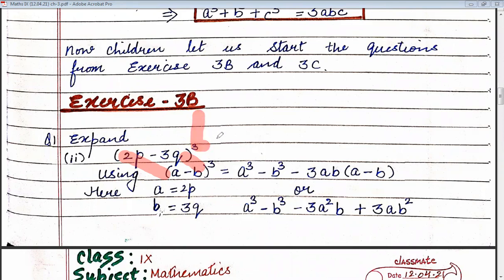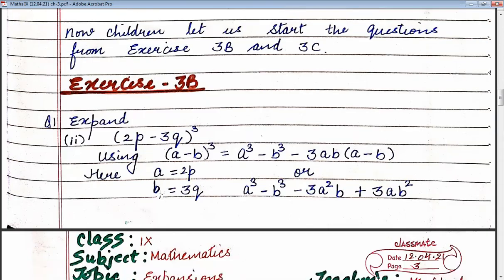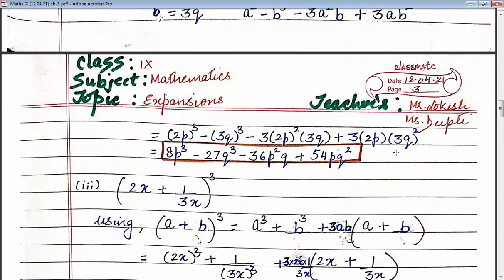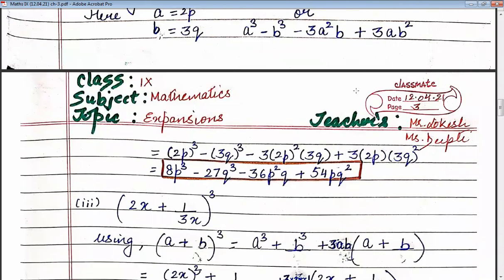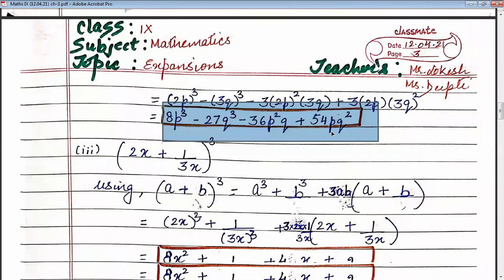How will you write this? a cube, that is (2p) cube. Then you will write minus (3q) whole cube minus 3 times ab, that is 2p into 3q, and then you can use this formula or the above. After applying the formula, your final answer is 8p cube minus 27q cube minus 36p square q plus 54p q square. Okay, children, this is the formula.